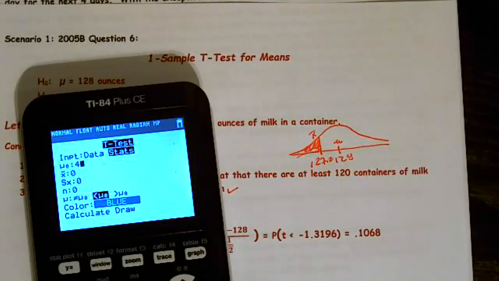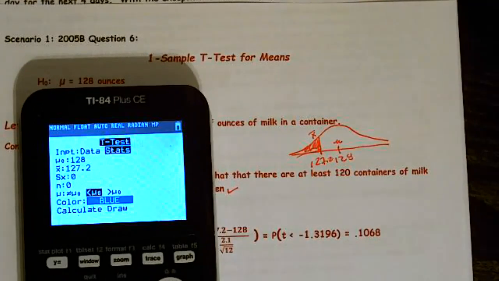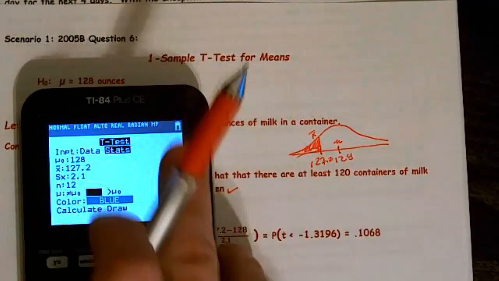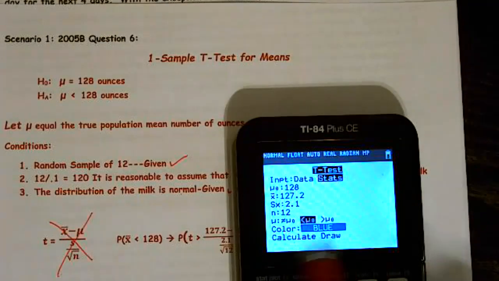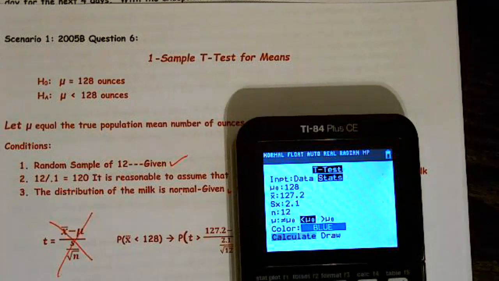And we have a mean of 128, an X bar of 127.2, a standard deviation of 2.1, and a sample size of 12, and we're looking for a less than. Make sure that whatever you type on the calculator exactly matches what you have here in the alternative.